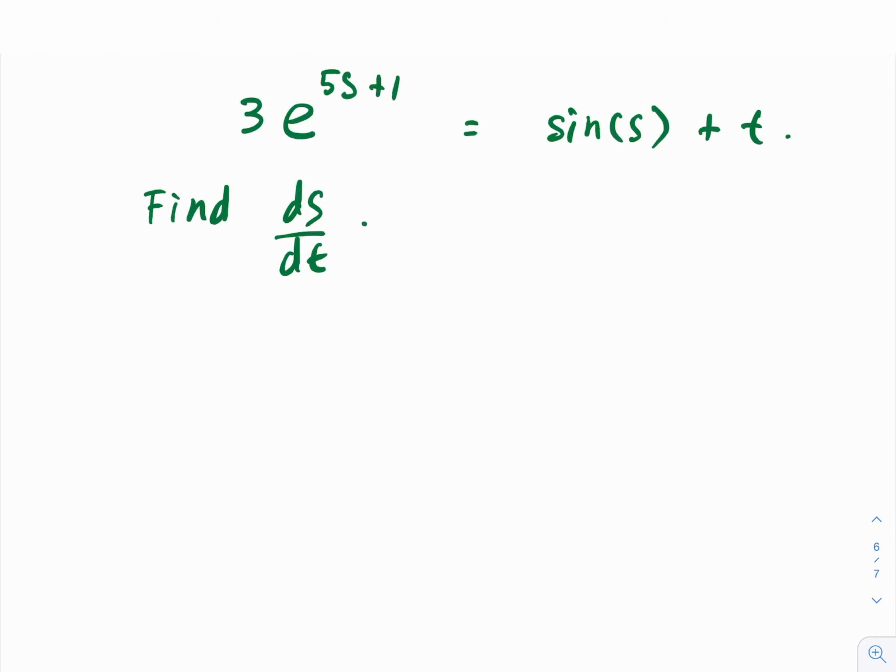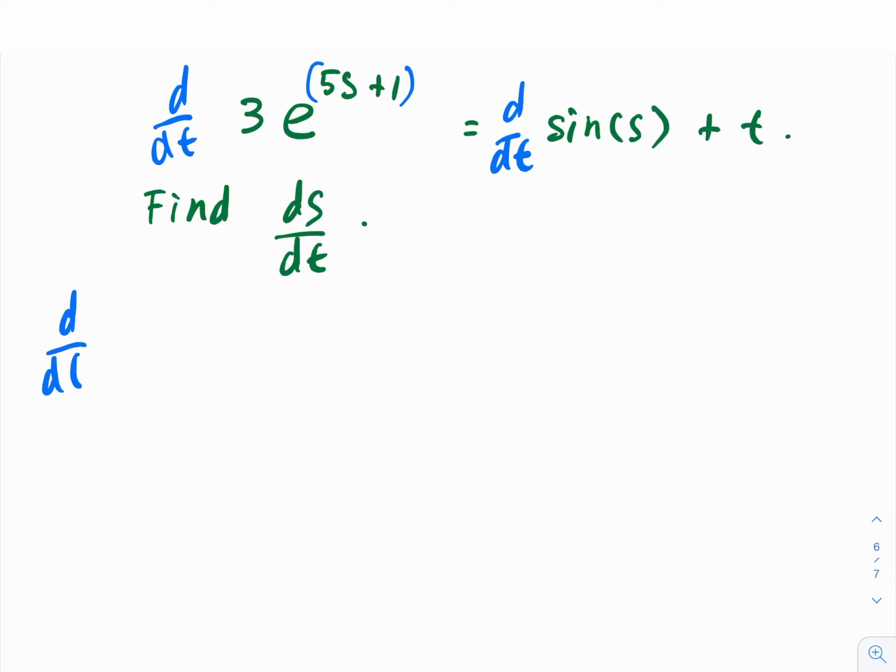Now let's look at one more example. So we have 3e^(5s+1) equals sin(s + t). Now we want to find ds/dt, which means that we want to differentiate with respect to t. So we have to put d/dt for both sides.